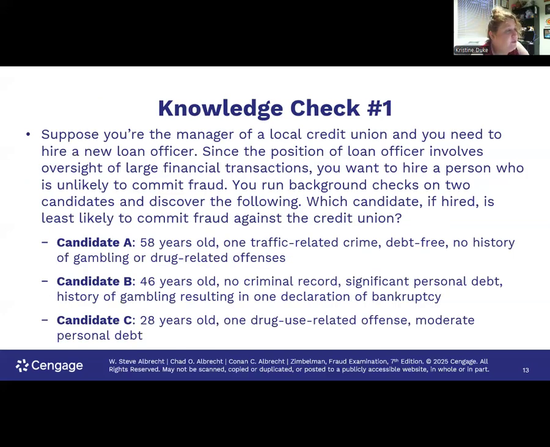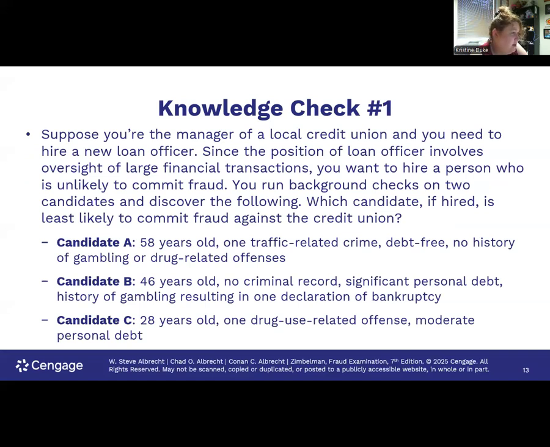So here we go. Suppose you're the manager of a local credit union and you need to hire a new loan officer. Since the position of loan officer involves oversight of large financial transactions, you want to hire the person who is unlikely to commit fraud. You run background checks on 2 candidates and discover the following. Which candidate, if hired, is least likely to commit fraud against the credit union?